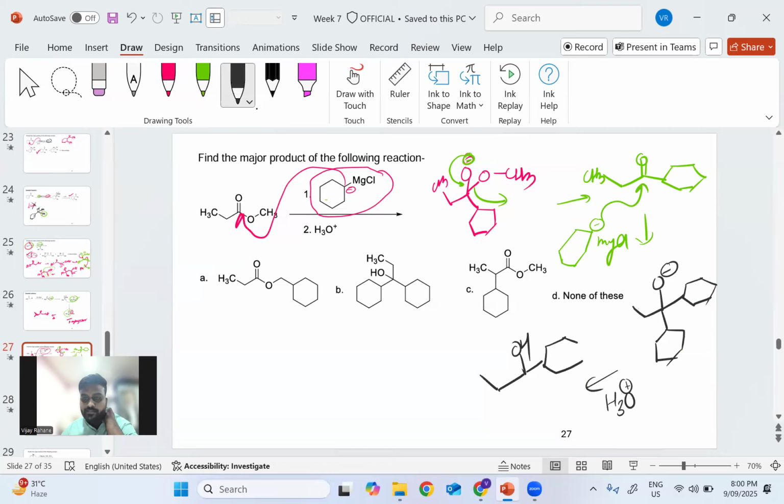And the two attacks take place on this ester since there is no equivalent given. So I just draw up to here. But if they have mentioned one equivalent, then the reaction should stop at this step only. But I have just added the excess, so this is the product getting formed. Option B is the correct option here in this case because there is no equivalent mentioned. So let's consider it as excess or more than two equivalents.